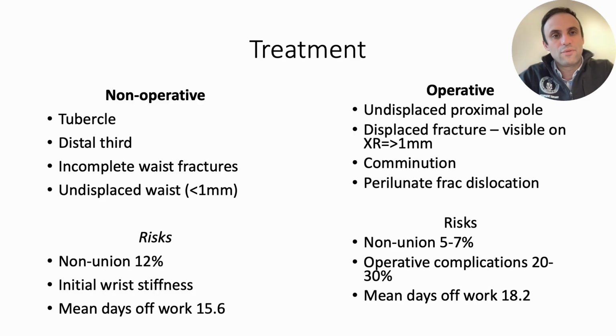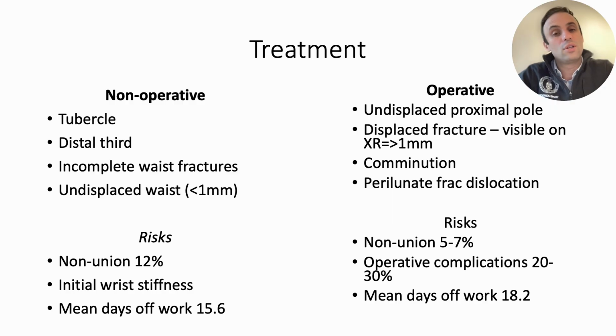Now we've diagnosed our scaphoid fracture, how can we treat them? We can offer our patients non-operative treatment if the fracture is in the tubercle, if it's in the distal third, where there's a high likelihood of union and healing, if there's an incomplete waist fracture through only one cortex, or if the scaphoid waist fracture is undisplaced, and I think a good cutoff is around less than 1 millimeter. The risks of this approach are non-union of around 12%, initial wrist stiffness for up to 6 weeks, and mean days off work for just over 2 weeks at 15 days.